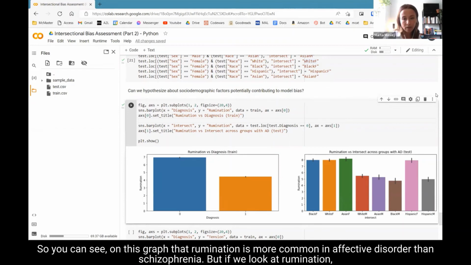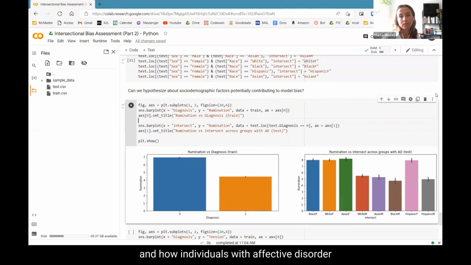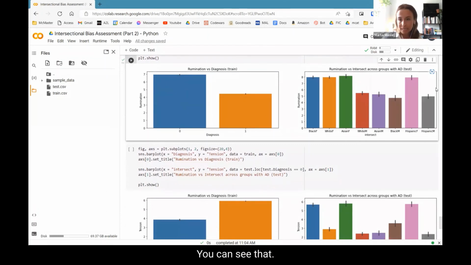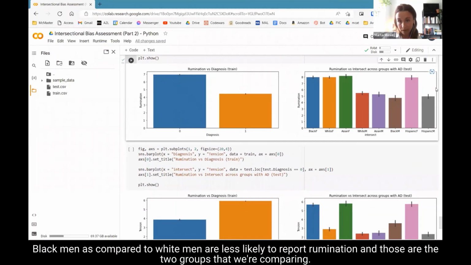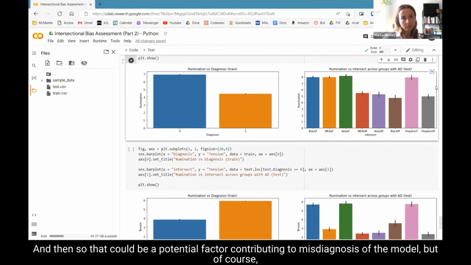So you can see on this graph that rumination is more common in affective disorder than schizophrenia. But if we look at how individuals with affective disorder are expressing rumination, stratified by intersectional groups, which is the next graph on the right there, you can see that Black men, as compared to white men, are less likely to report rumination. And those are the two groups that we're comparing. So that could be a potential factor contributing to misdiagnosis by the model.